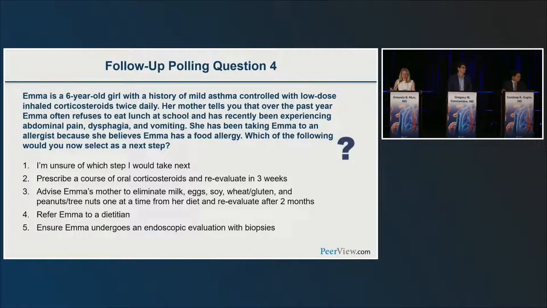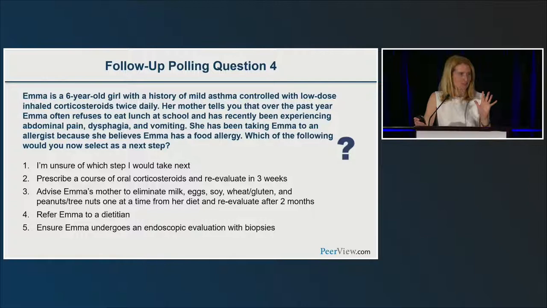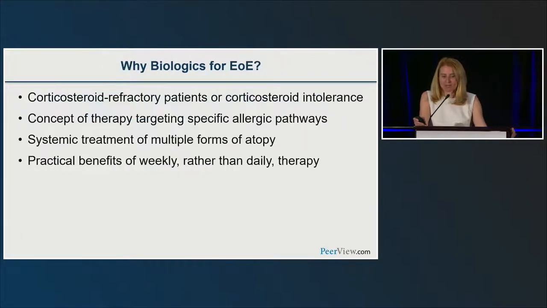All right, so I think the answer is five. Emma, because of her history of dysphagia as well as an atopic background, is someone who should be considered for an endoscopy. And so then we're diving into this new world of biologics for EoE. So who would be a good candidate for biologics?